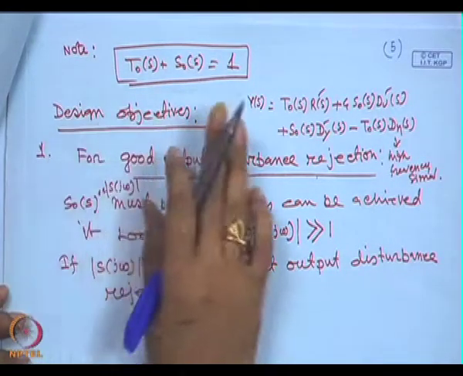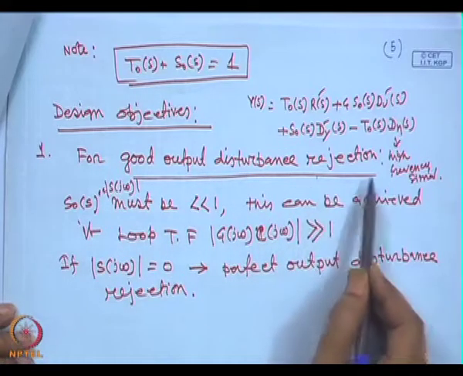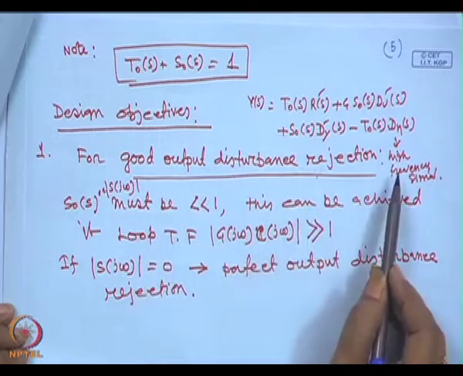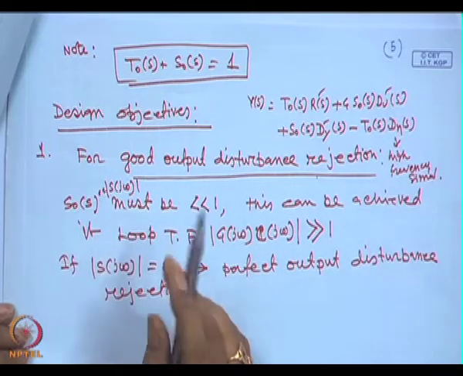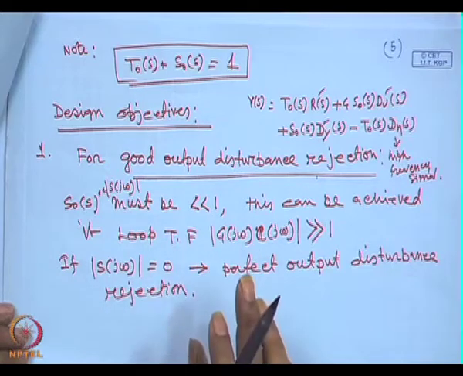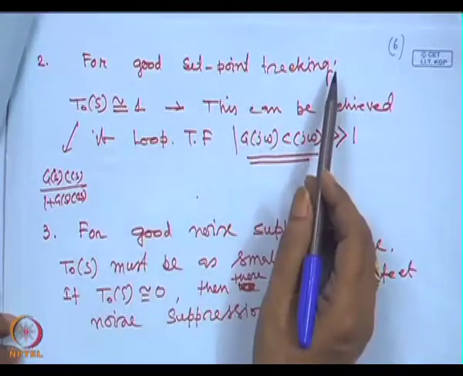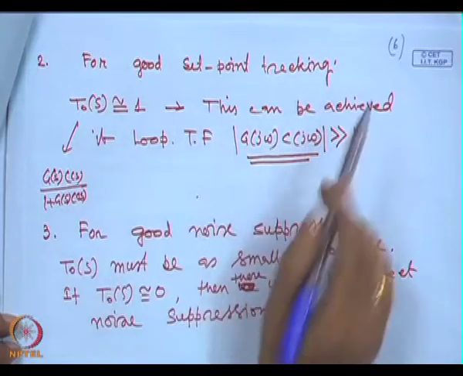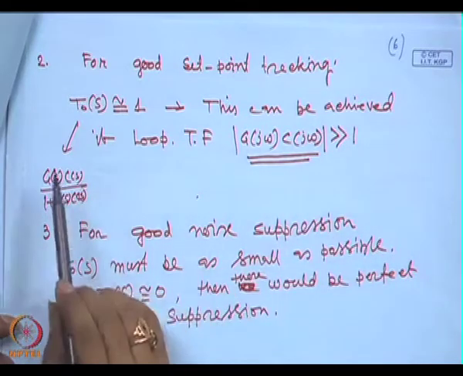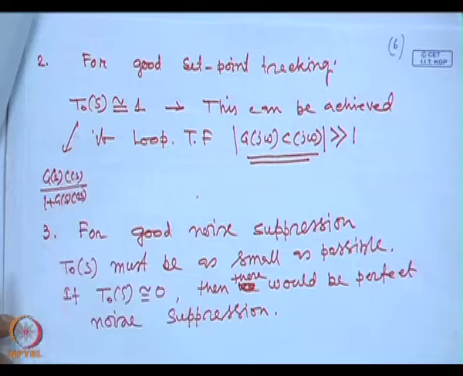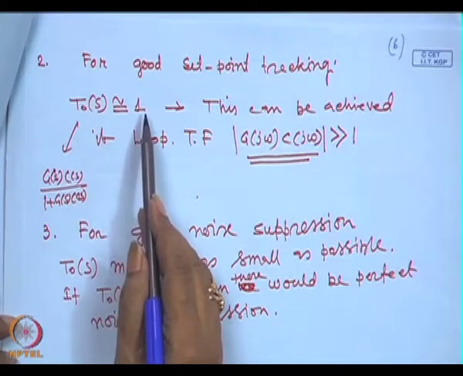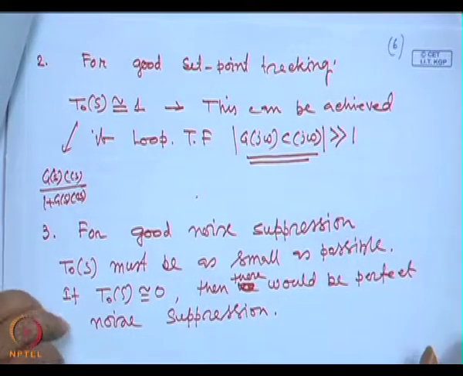Then, what are the design objectives? There are 4 design objectives. First, good output disturbance rejection. To achieve this, the loop gain, G s and C s, must be high in the low frequency range, and in turn it will reject all disturbances. Then for good set point tracking, we have to make the transfer function T 0 nearly equal to 0. This we have proved.